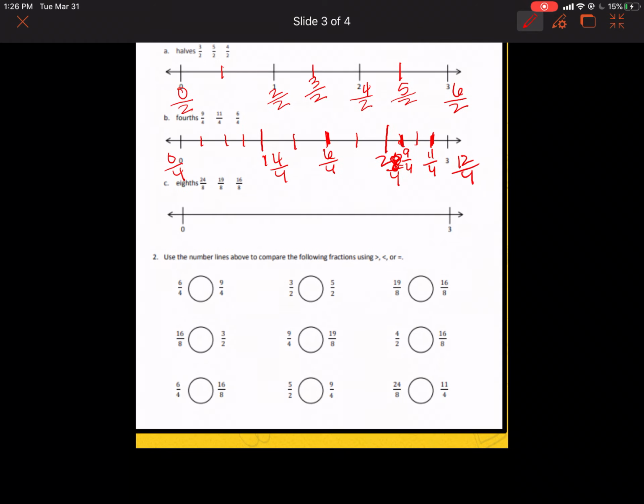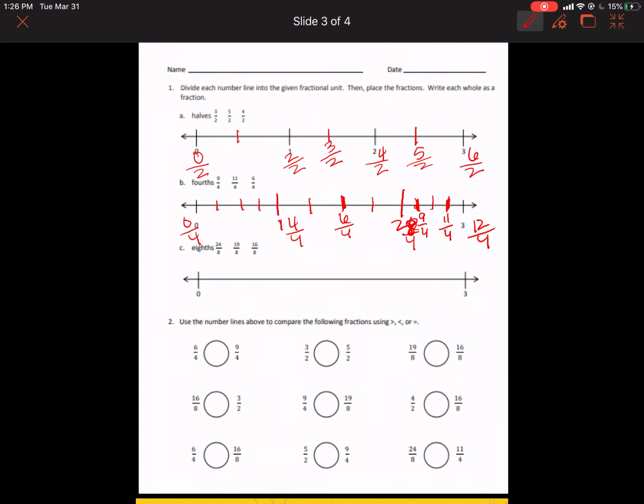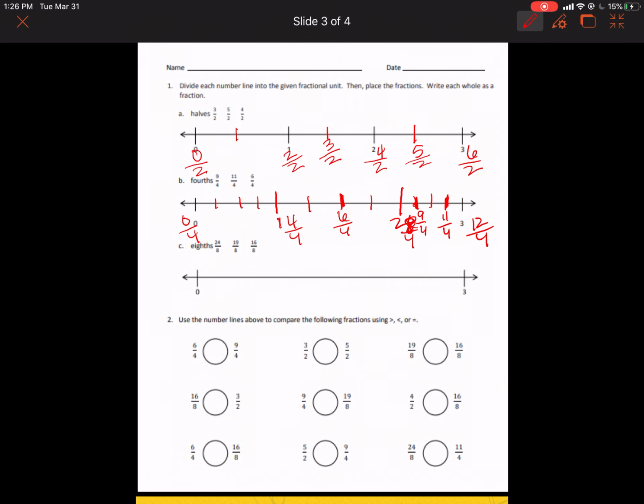Okay, moving on to C. I want you to do this one on your own and then check your work. So I'm just going to pause for a minute, hit the pause button, and then when you're done completing C on your own, hit play again to check your work.